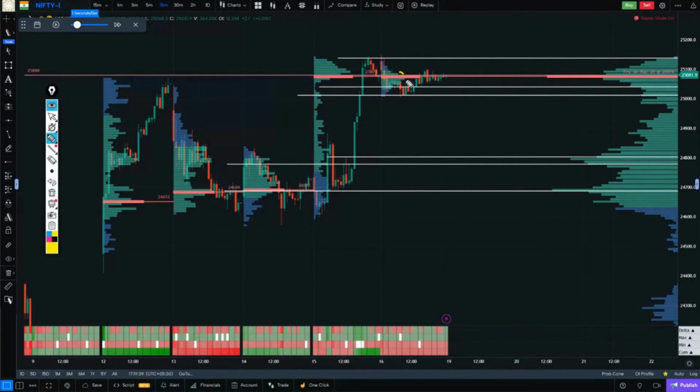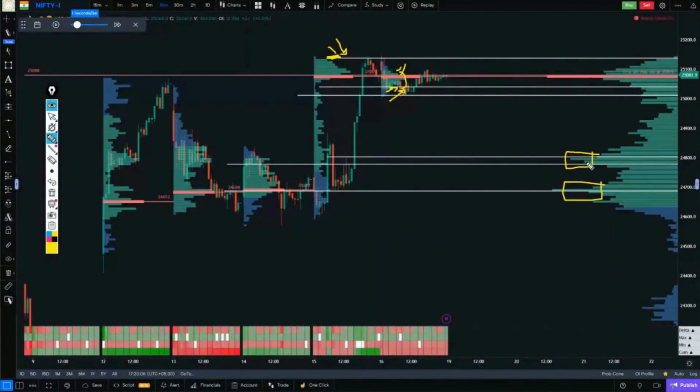This is the volume node. We marked its low, and the high as well. Since nothing was formed above this, we took the high area of the previous day's volume node. So this is the value area low of yesterday's volume node. This is the value area high of the previous day's volume node. In any case, if there was a breakdown on the downside, we had this level. And this was another level.